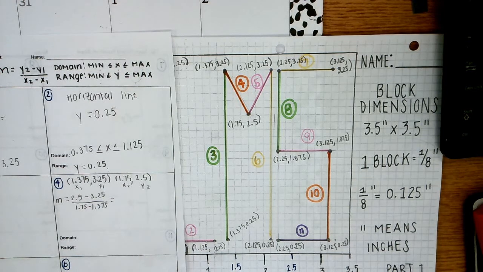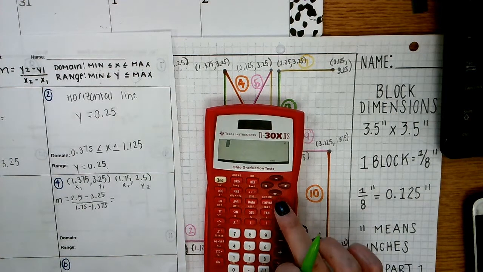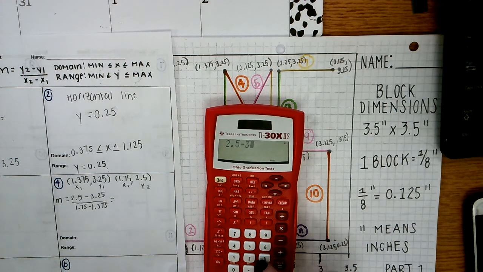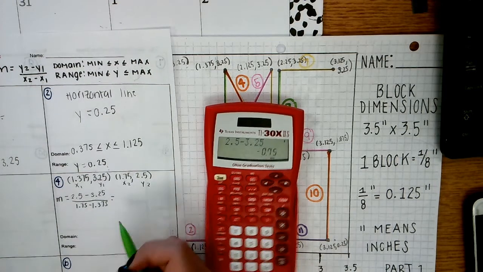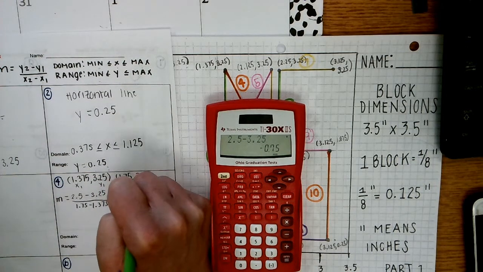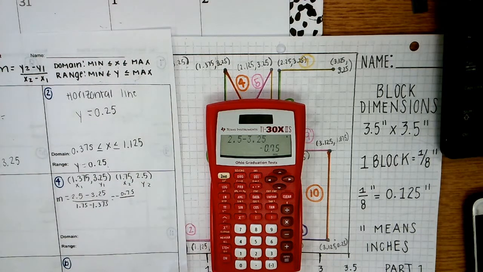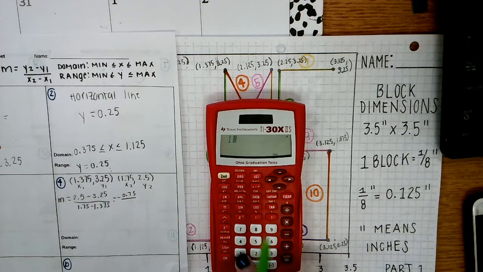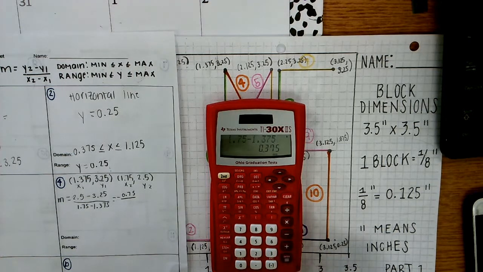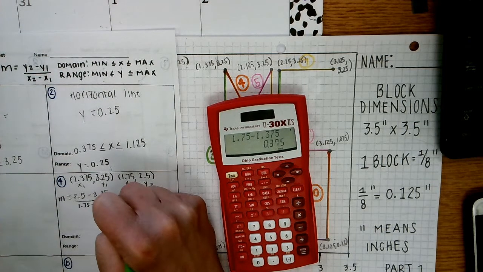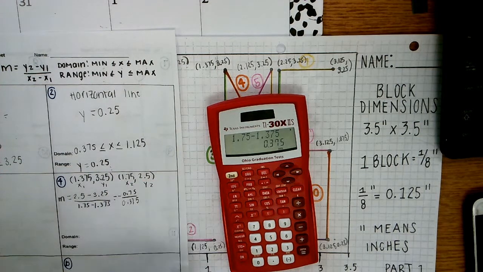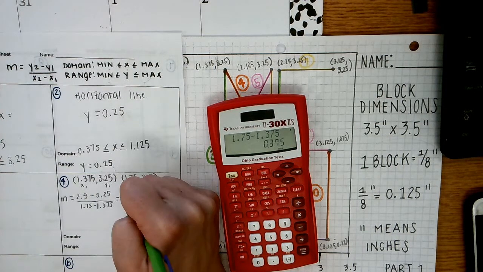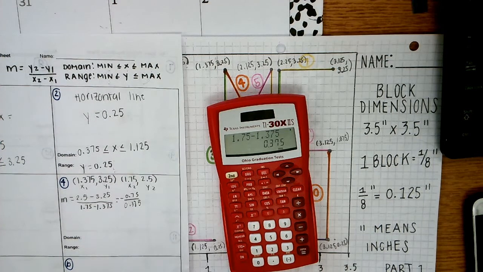And now I'm going to put this into my calculator. So here we go. On the top, we have 2.5 minus 3.25. So that gives me negative 0.75 in the numerator. And then on the bottom here in the denominator for our change in x, I'm going to do 1.75 minus 1.375 to get 0.375. And this is my slope. It's not a very nice number, but it is my slope.